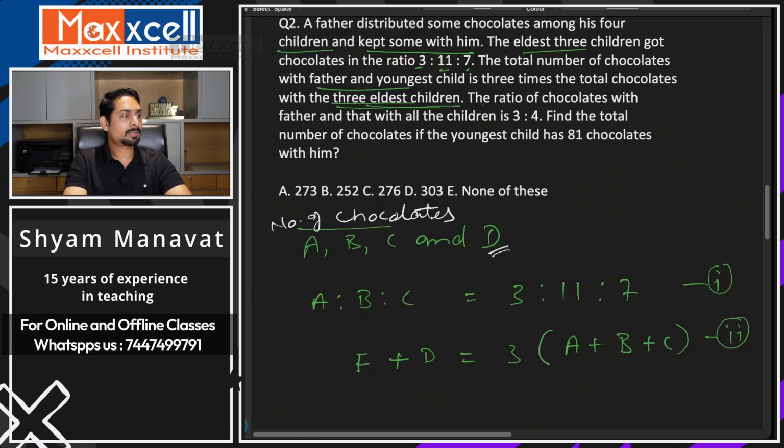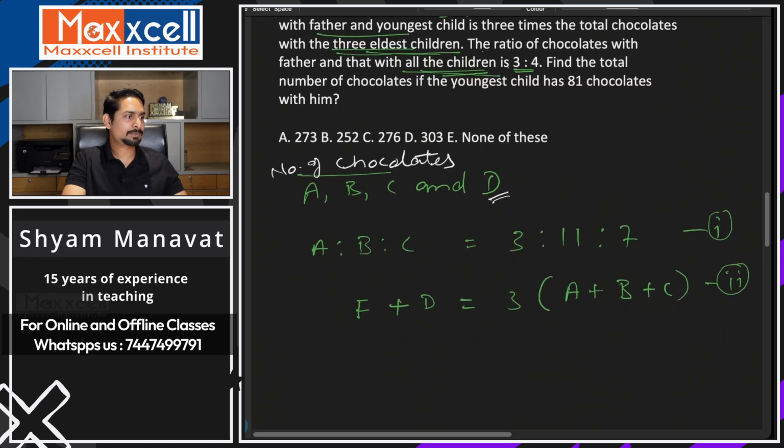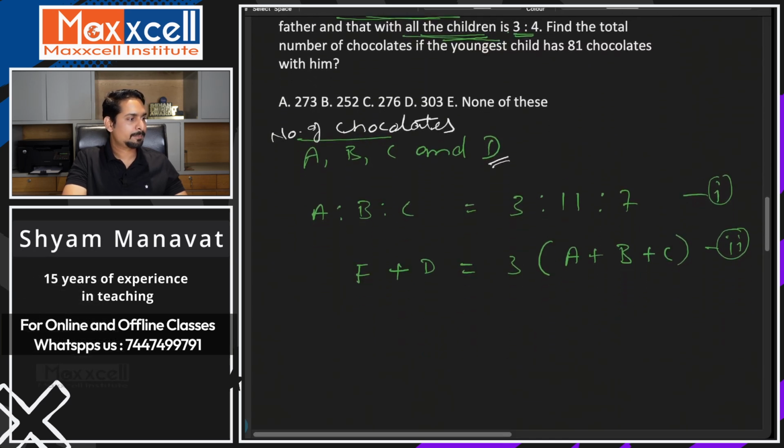The ratio of chocolates with father and that with all the children is 3:4. So all the children means A plus B plus C plus D, and all that is in ratio 3:4. So can I say here F is to A plus B plus C plus D equal to 3:4, father's share to the children's total.